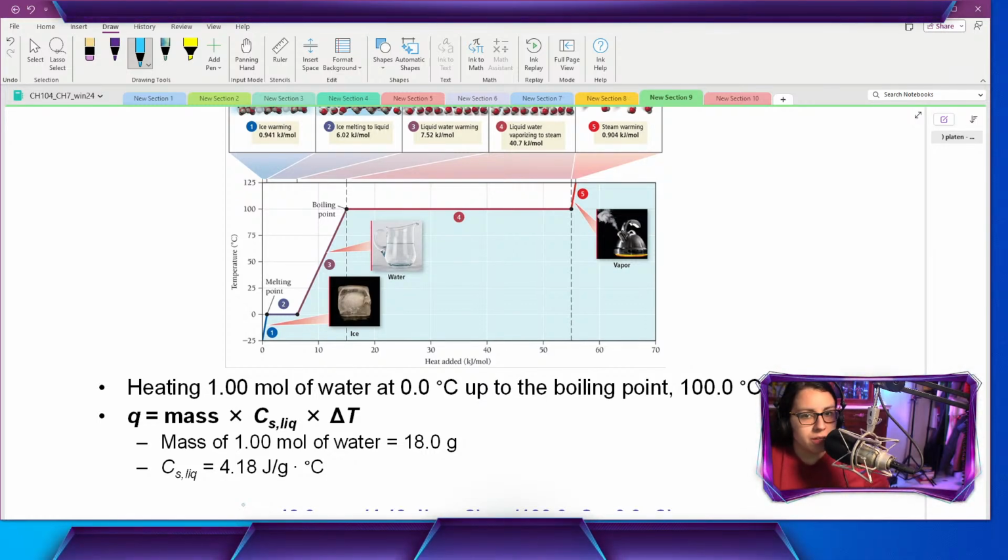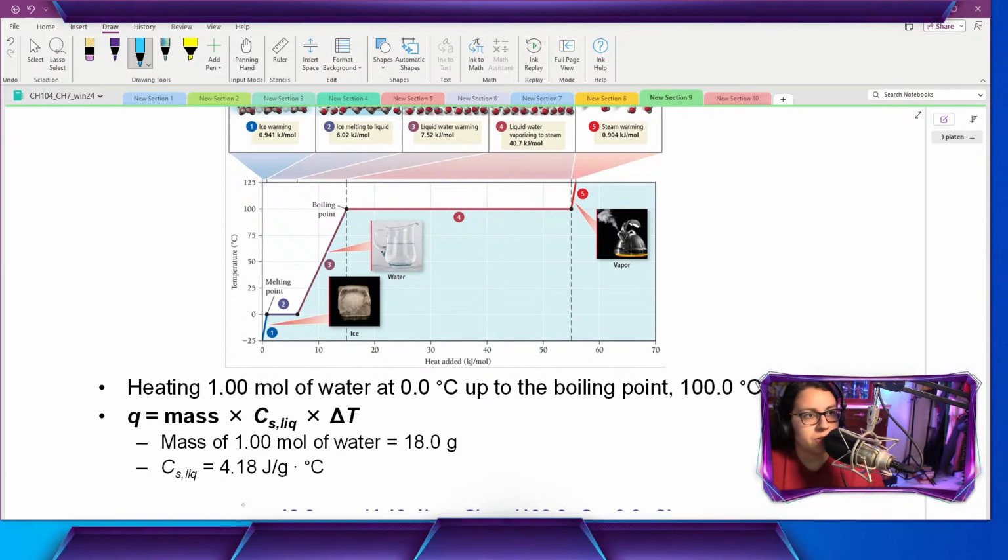If you're somewhat familiar with water, you may know this heat capacity. This is the one that people discuss when we're talking about the ocean being a big sink for heat and why it keeps us regulated and all that good stuff. That is due to its high heat capacity. So water in the liquid state has a heat capacity of 4.18 joules per gram degrees Celsius.